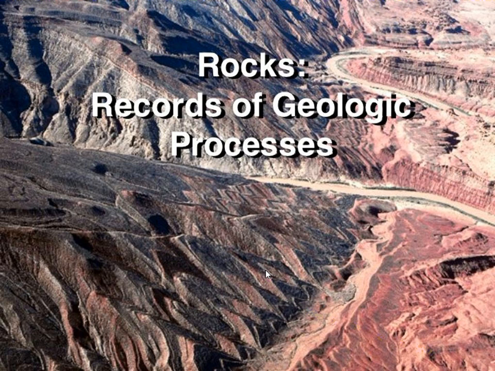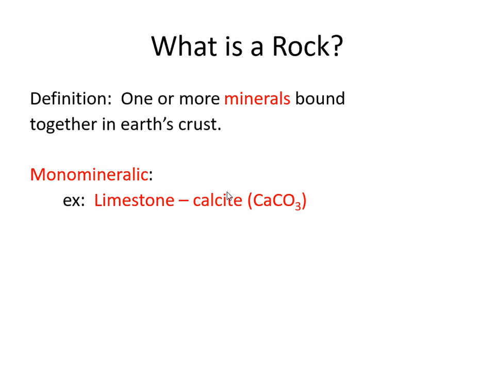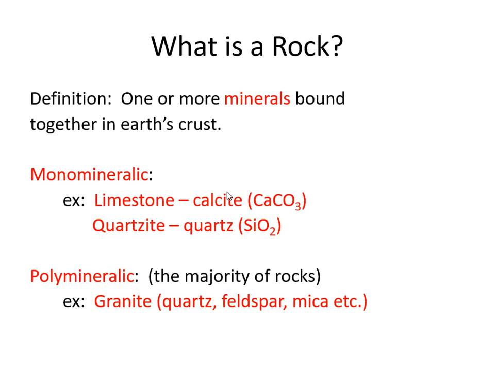Hey guys, we're going to continue with our discussion on rocks and minerals. So far we've been talking about Earth's crust, that outer shell of the Earth, which has major building blocks that we call minerals. When you have a collection of minerals combined together, we then refer to them as rocks. So what is a rock? One or more minerals bound together in Earth's crust.